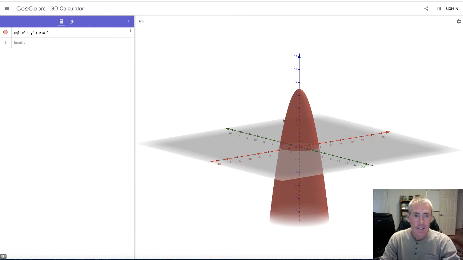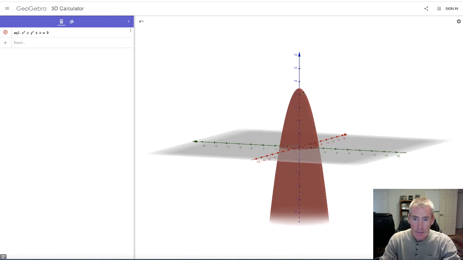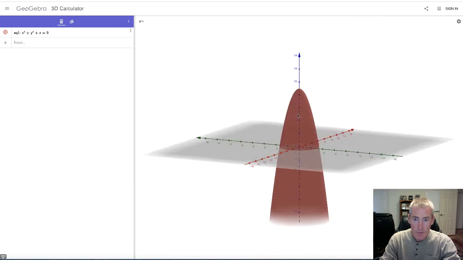So let's look at this paraboloid here. This is the original version, x squared plus y squared plus z equals 9. And notice that the highest point right here is when z equals 9. Otherwise, it looks like a nice circular paraboloid. Now, let's look at the same shape as a parametric surface.